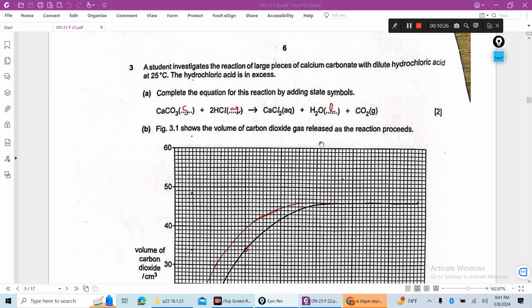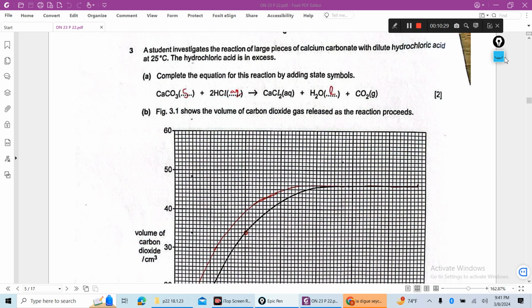Next, a student investigates the reaction of large pieces of calcium carbonate with dilute hydrochloric acid at 20 degrees centigrade. The hydrochloric acid is in excess. Now complete the equation for the reaction by adding state symbols. Calcium carbonate is a solid, hydrochloric acid aqueous, calcium chloride aqueous, water liquid, carbon dioxide gas.